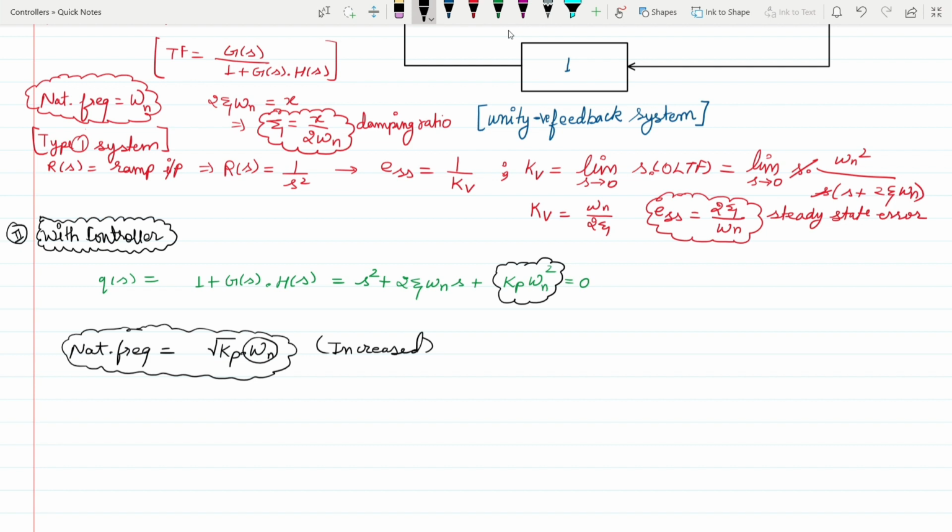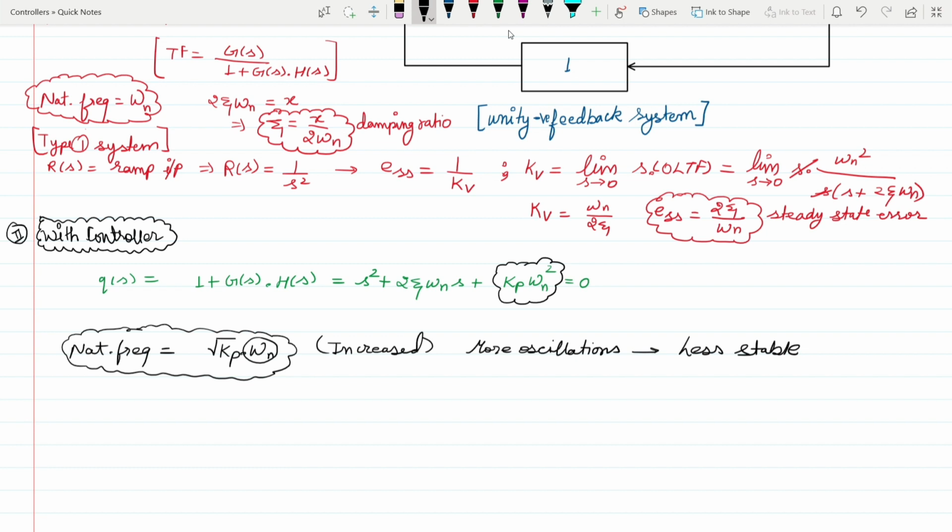When there is an increase in the natural frequency of oscillation, more oscillations are introduced into the system, which makes the system less stable. So when there are more oscillations, the system will be less stable.